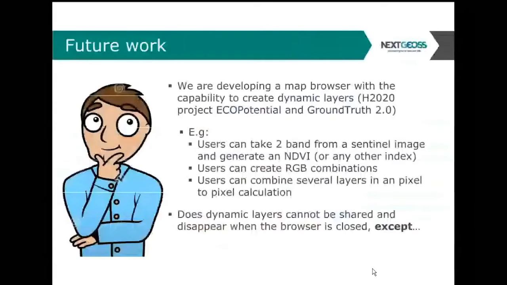So we, in another project, are developing a map browser with the capability to create dynamic layers. The project is called Ecopotential. We are also reusing the same thing and extending this for citizen science in ground truth. The idea is the following. The user can take 2 bands of a Sentinel image and generate an NDVI or whatever other index that he wants to do. Or he can create whatever RGB combination he wants based on 3 bands.